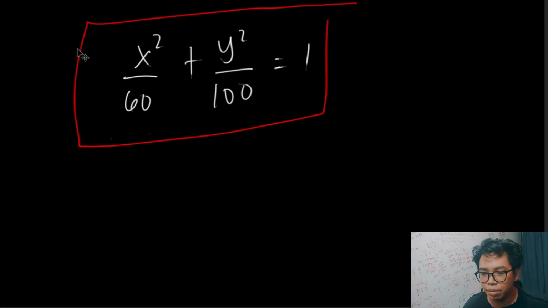Madali lang. Basta, be careful kung saan nyo lalagay a squared and b squared. Basta tingnan nyo kung nakatayo o nakahiga. So, ayun. Next video, directrices, basta mga ibang given sa ellipse tsaka sa hyperbola.